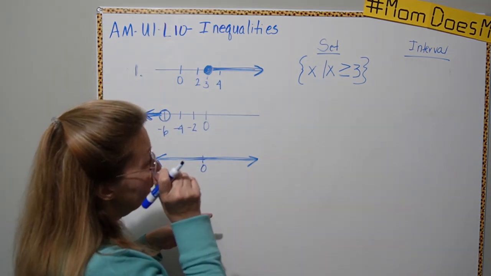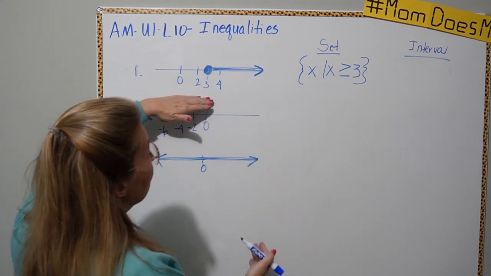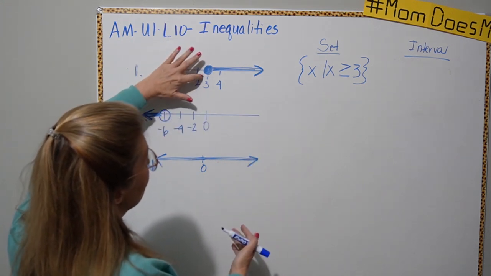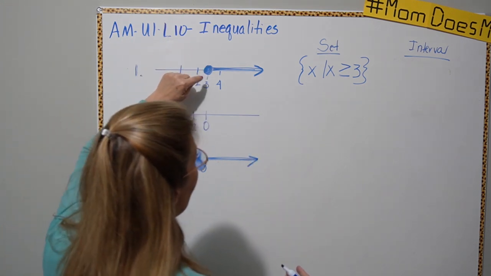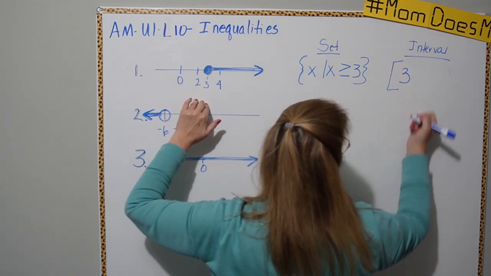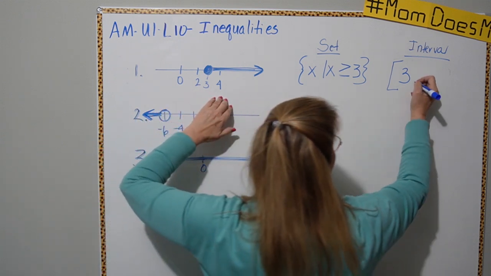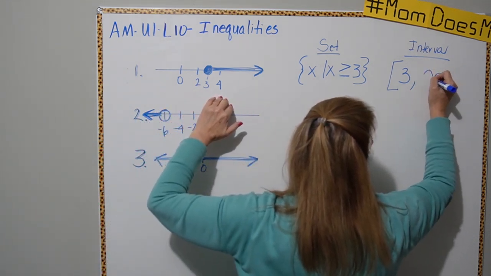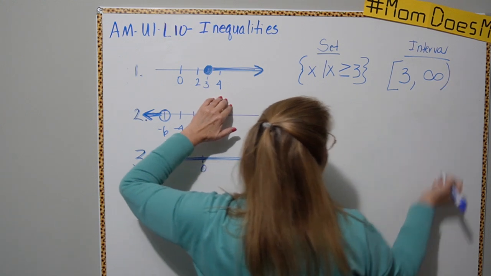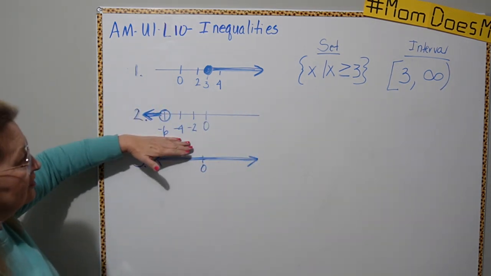Now for interval notation, this should mirror your number line. Where does your set start on the number line? It starts with a closed dot at 3. So you're going to start with a bracket and the 3. Now what's over here on the right hand side? Positive infinity, and we always use a parenthesis with that. Okay?